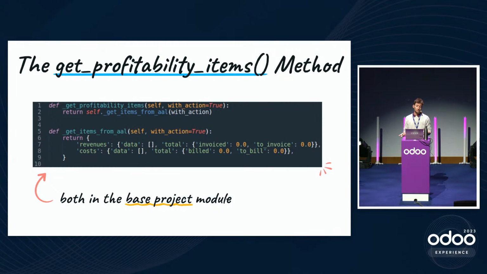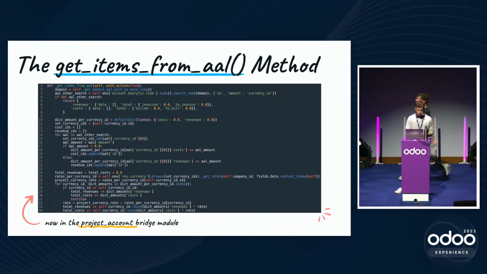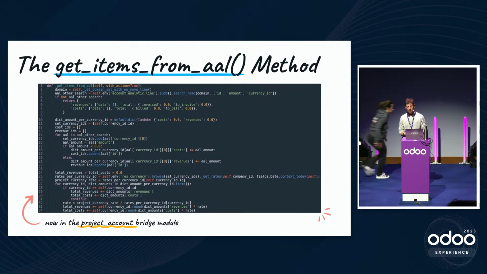It doesn't really return anything. It returns a dictionary of revenues and costs, but as you can see, the data values are empty, so it basically returns nothing. And this is in the base project module, of course. But as with the show profitability method, this can be extended.